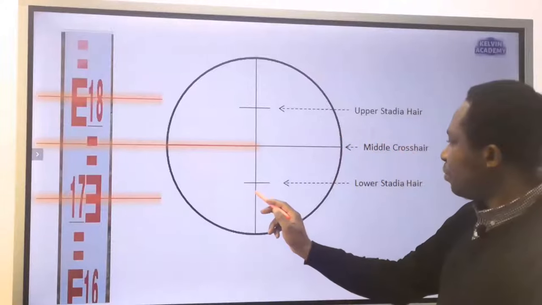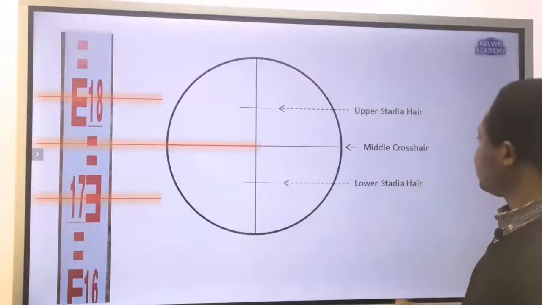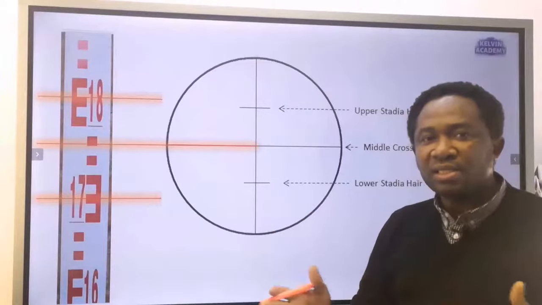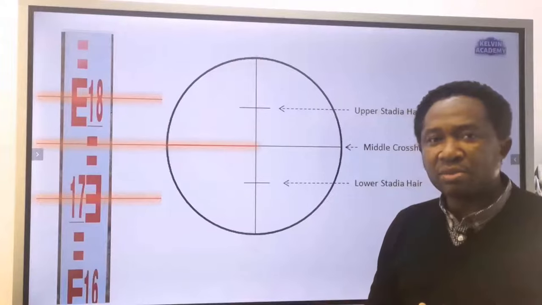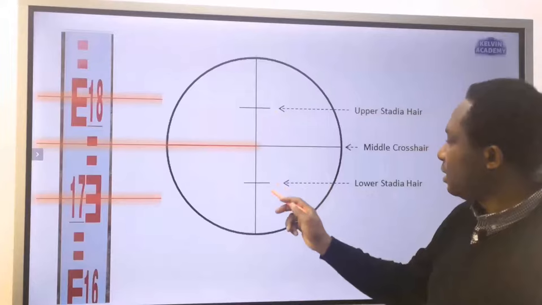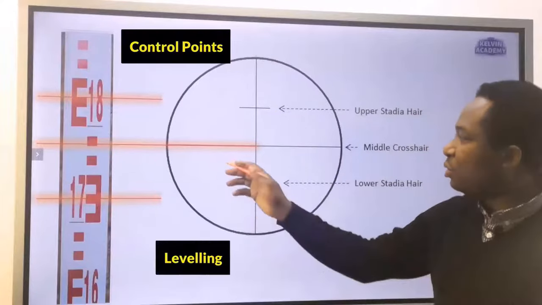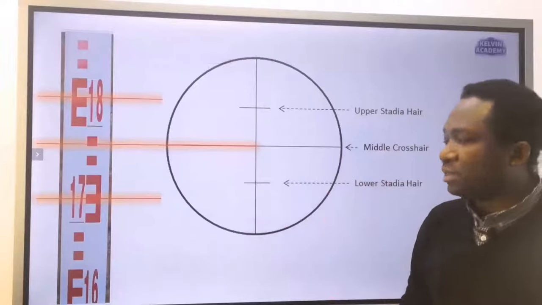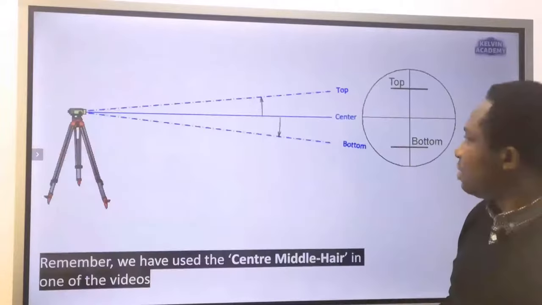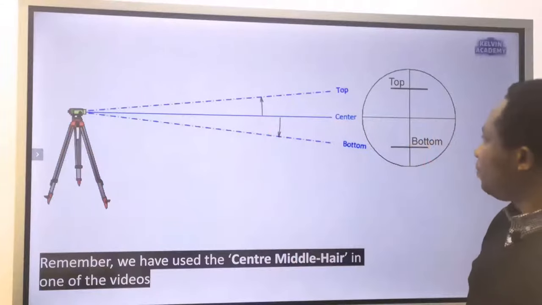Another name for the bottom hair is lower stadial hair. To calculate linear distance on the ground, we need only the top hair and the bottom hair. The middle cross hair can be used for control points and leveling. Remember, we have used the central middle hair in one of the videos.